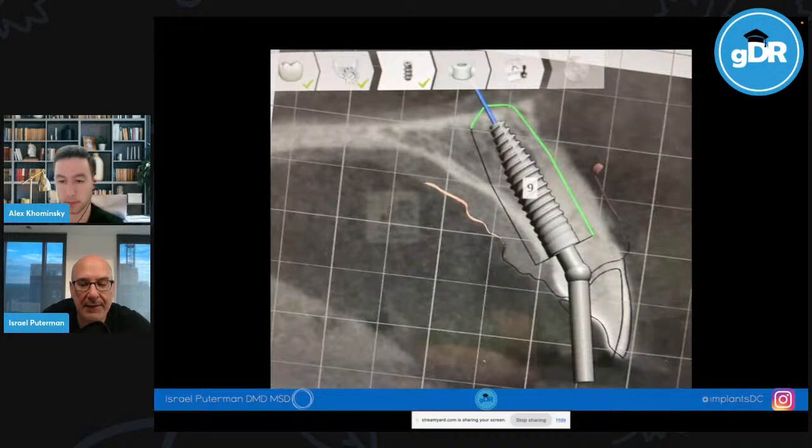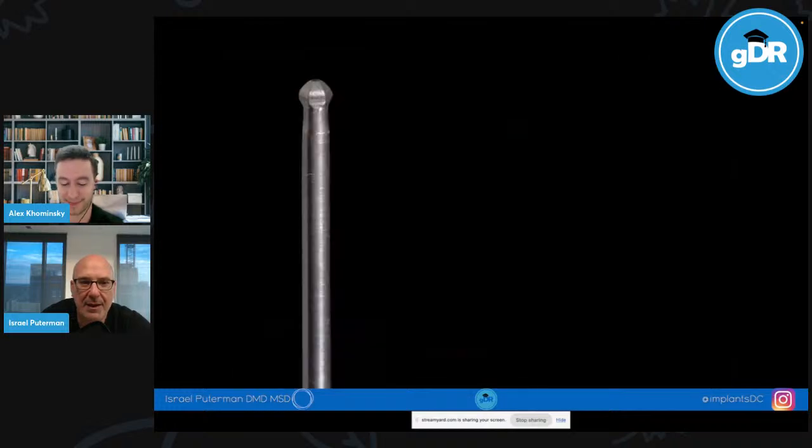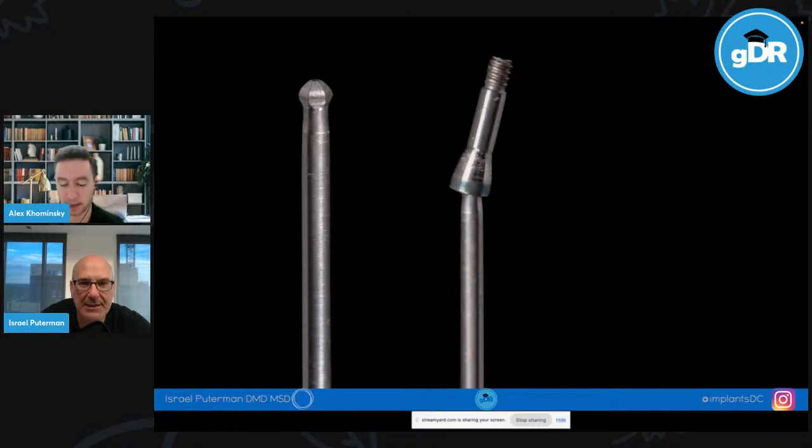It does have cons. It is not perfect technology, but it is very useful when needed. So I make my surgical guide, or the lab makes my surgical guide. I shouldn't take credit for that. And here you can see the different type of screw for the angulated screw channel. And this is what it looks like with the screw.